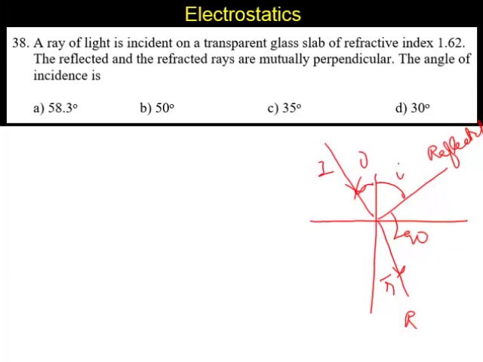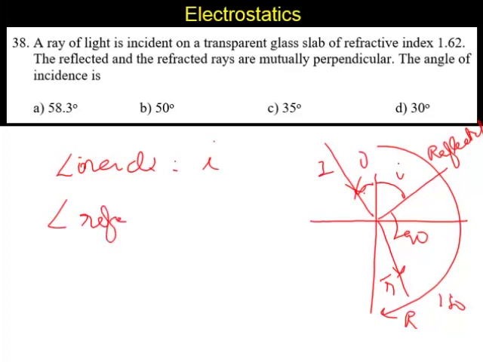Let us say this is I and this is I, and this is R. So the total angle from here to here should be equal to 180 degrees. If the angle of incidence is I, the angle of refraction should be 90 minus I, because I plus 90 plus 90 minus I will give 180 degrees. So this is 90 minus I.